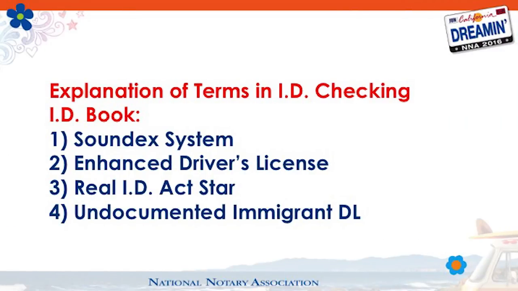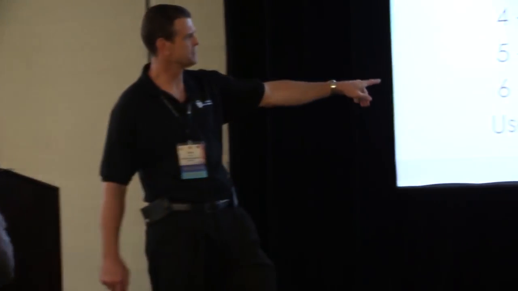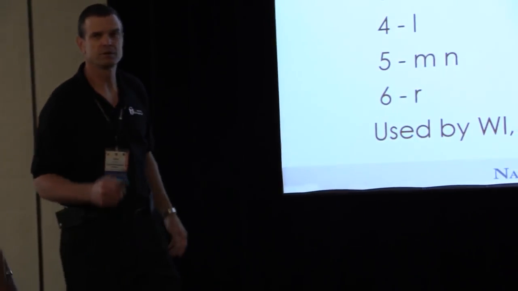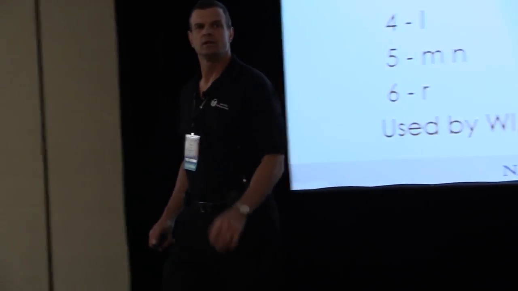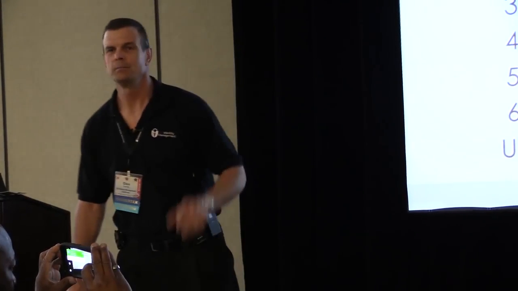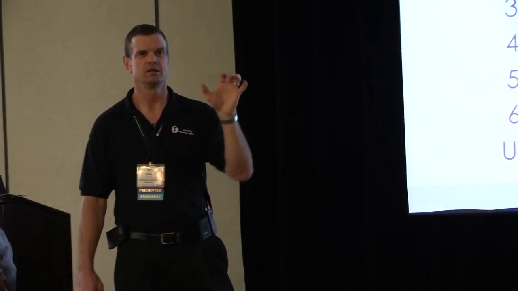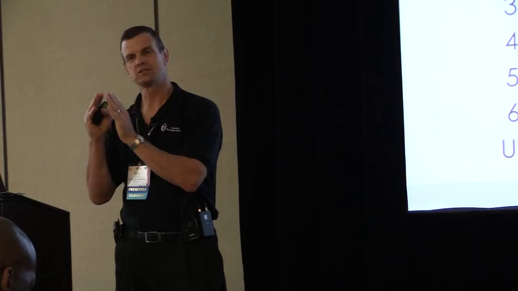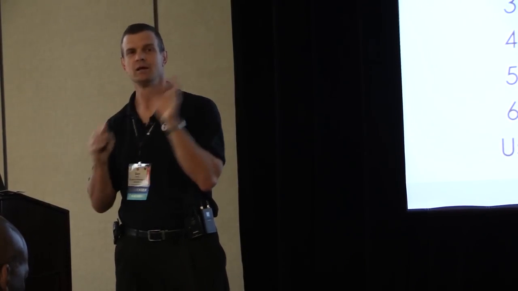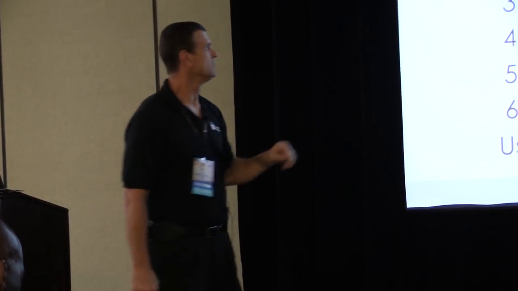Also in the book, there are some other terms I want you to be aware of, okay? There is a Soundex system, there's an enhanced driver's license, there's the Real ID Act, and there's an undocumented immigrant, and that's mainly for California again. The Soundex system is used by Wisconsin, Florida, Maryland, and Michigan. I bring this up because I'm seeing a lot of Florida fake IDs. You know when you get a driver's license, it's got a real long number, almost like a social security number? It begins with the letter of their last name, then the next 3 numbers. That's all I'm going to talk about here. There might be some other significant numbers behind that, but I just want to deal with those first 4, okay?